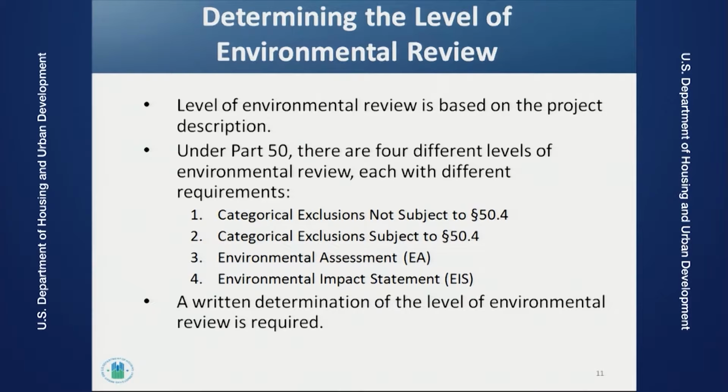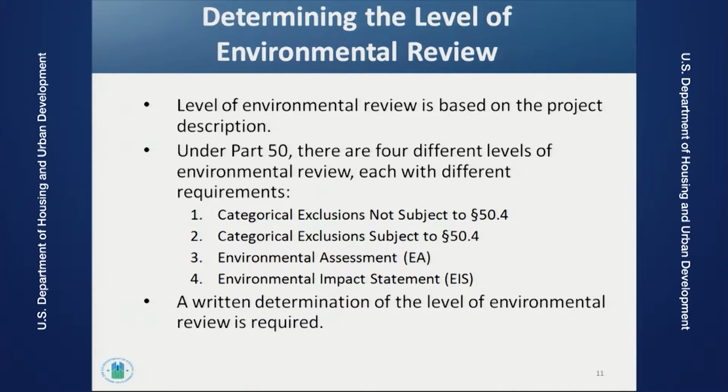Under Part 50, we have four levels of review. We've touched on this before. The highest is an Environmental Impact Statement, or EIS. These are relatively unusual at HUD projects. Usually we don't do things that are this big, but they do come up a few times a year. Especially for disaster recovery projects, you'll see that a lot, which doesn't come up for you all.